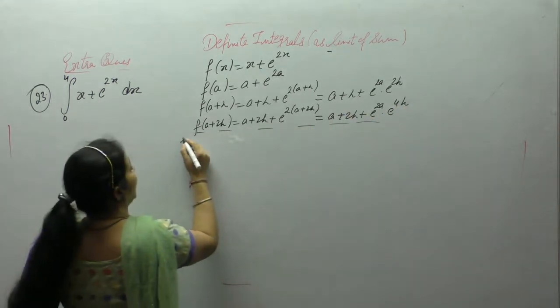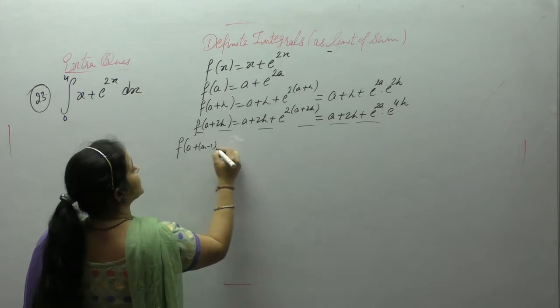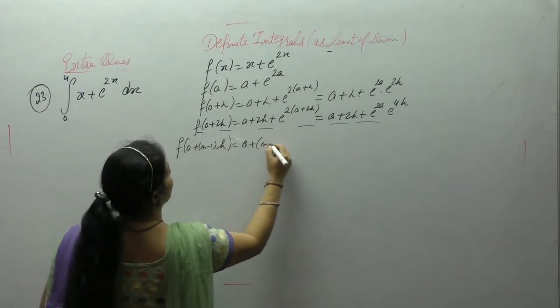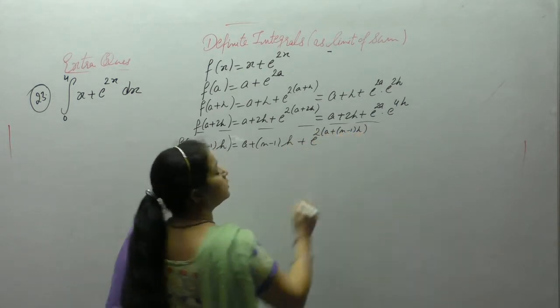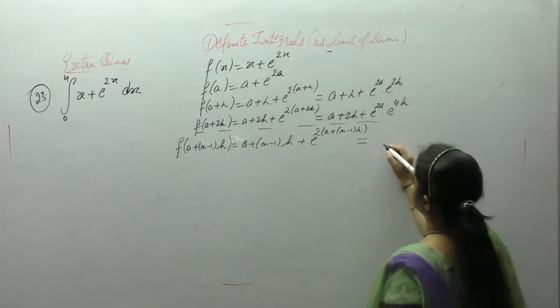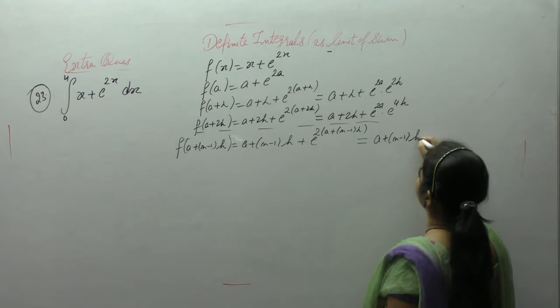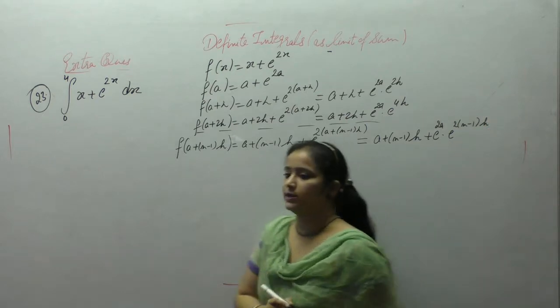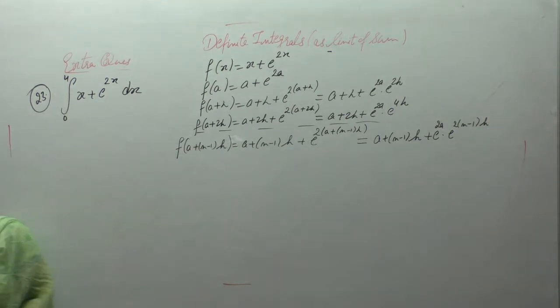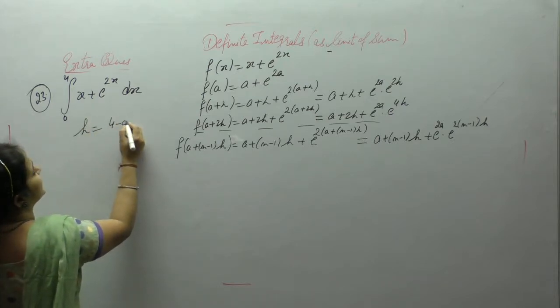So on up to f(a plus (n minus 1) into h), which is a plus (n minus 1) into h, plus e^2a into e^2 times (n minus 1) into h. First we will find the values of the function: f(a), f(a plus h), f(a plus 2h) and so on up to f(a plus (n minus 1) into h). Now h is (b minus a) upon n.